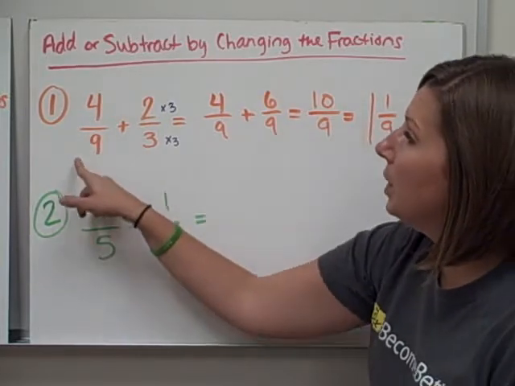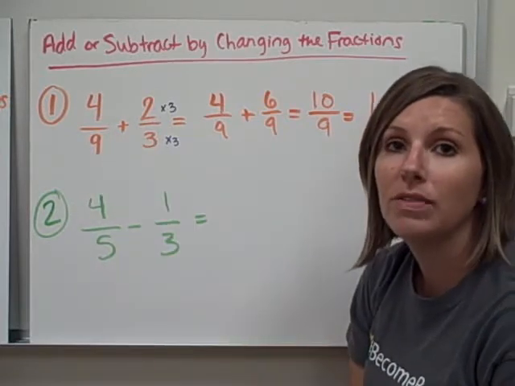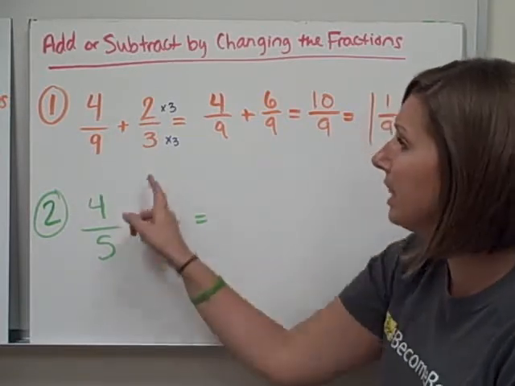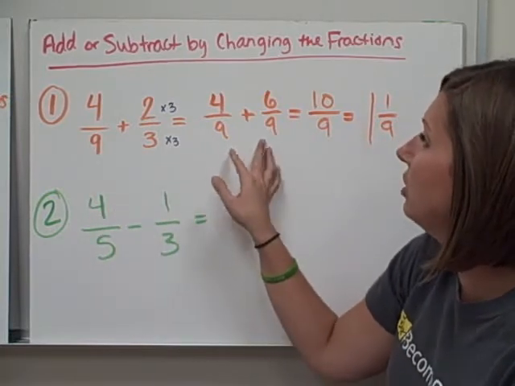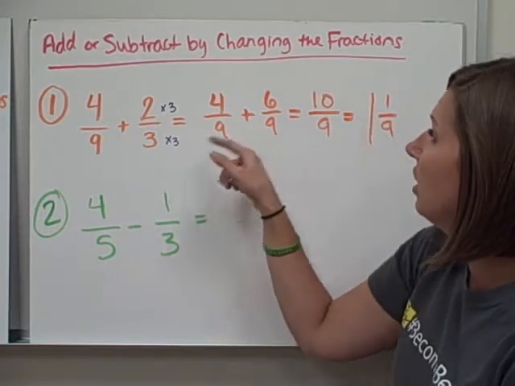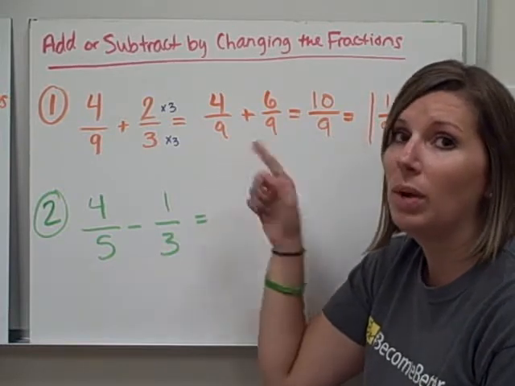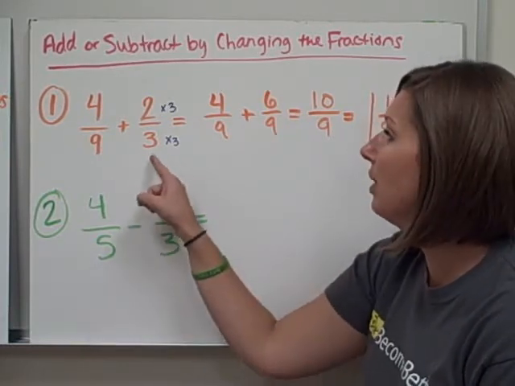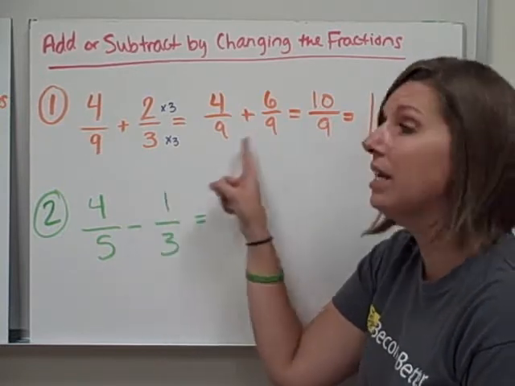Example 1, we have 4/9 and we want to add to that 2/3. So what we're going to have to do is find a common denominator. In this case, it's going to be 9. So I'm leaving 4/9 the same, and I need to change 2/3 so that it has a denominator of 9. So what I have to ask myself is, 3 times what is 9? And then I answer, 3 times 3 is 9.